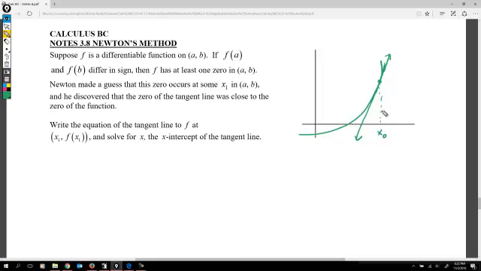So first we just start with a guess. We take the tangent line and see where the tangent line crosses the x-axis. Now I'm going to keep going. Wherever my tangent line crosses the x-axis is my new guess. So this is my new point, and I'm going to call it x sub 1. And I'm going to draw another tangent line at x sub 1.